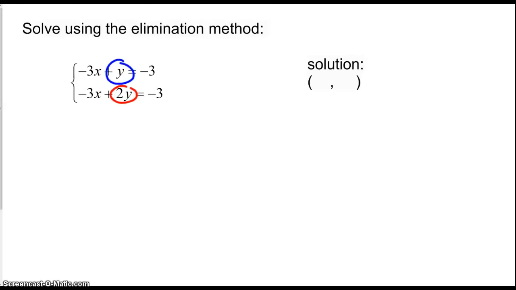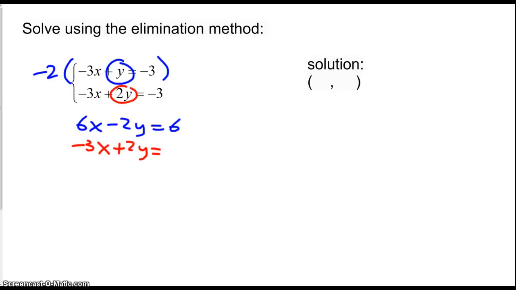So what I can do is multiply this equation, the entire equation, left side and right side, by a constant. I would multiply that by negative 2. If I multiplied the entire equation, left and right, by negative 2, let's write that equation over again. We'd have negative 2 times negative 3 is positive 6x. Negative 2 times positive 1y is negative 2y equals positive 6. And then the other equation didn't change, so I'm just going to copy it. Negative 3x plus 2y equals negative 3.